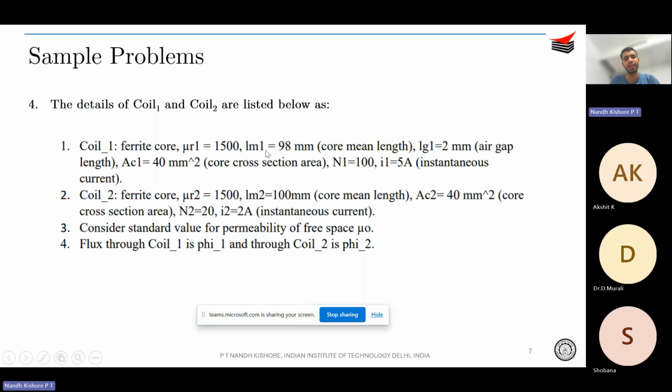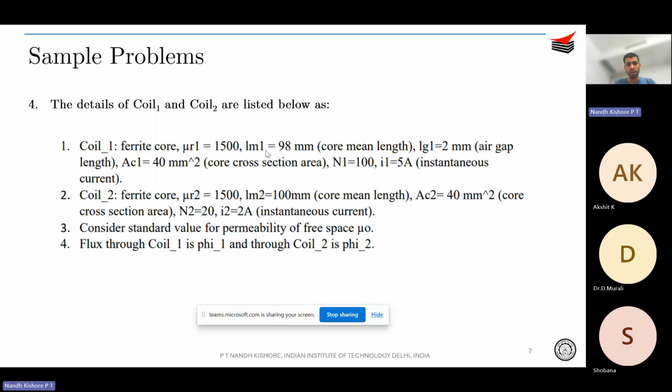So details of two coils are given. The details of coil 1 and coil 2 are listed below. Coil 1 is a ferrite core. μr1 is 1500 and the core mean length LM1 is 98 mm. The air gap length is 2 mm and the cross sectional core area is 40 mm square. Number of turns N1 is 100 and the instantaneous current I1 is 5 amperes. Similarly for coil 2, μr2 is 1500, LM2 is 100 mm, AC2 is 40 mm square, N2 is 20 and I2 is 2 amperes.